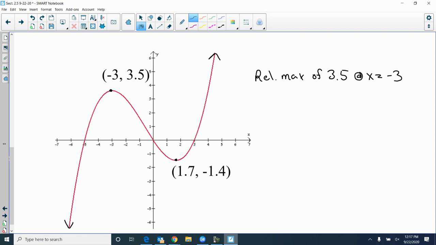Relative min of -1.4 at x equals, what is that? 1.7. All right, take a look, see if you can identify increasing and decreasing. We'll list those here in a second. But where is the function increasing? Where is it decreasing?